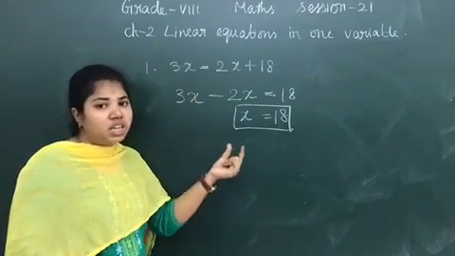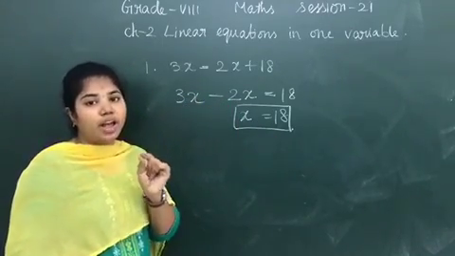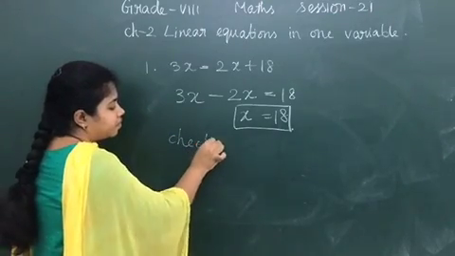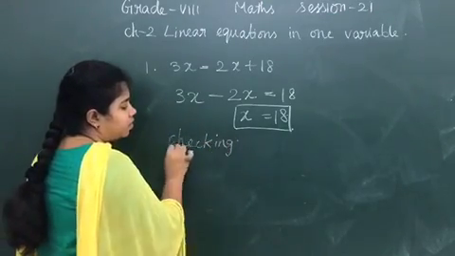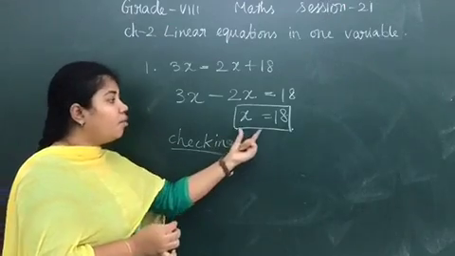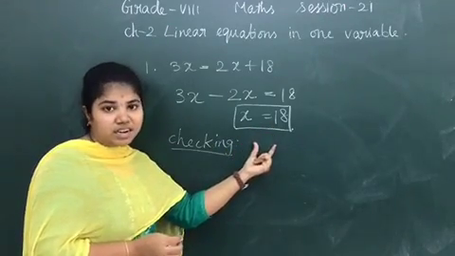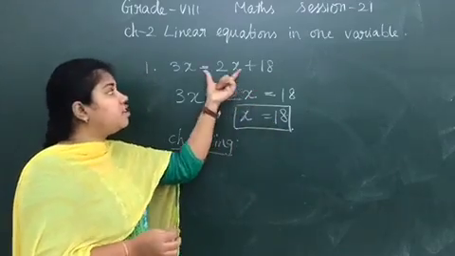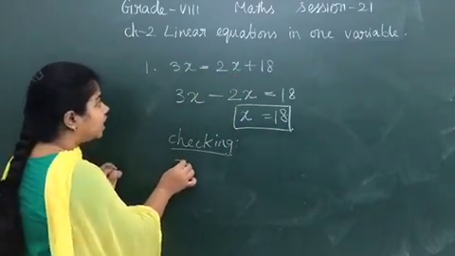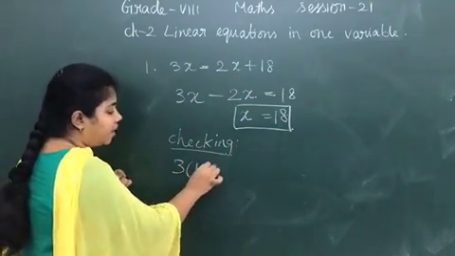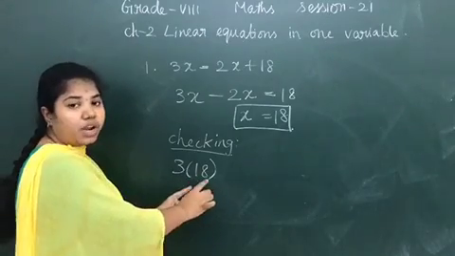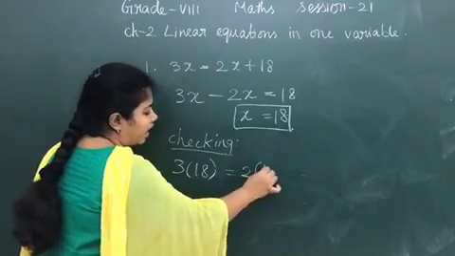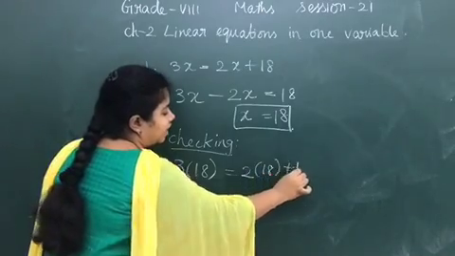They have mentioned in the question to check your answers. So you are going to check now. Checking part. How are you going to check? Now you have the value of x here, right? x is equal to 18. Now substitute this x in your question. So 3x, in the place of x, inside the bracket you can write 18. 3x is equal to 2x plus 18.